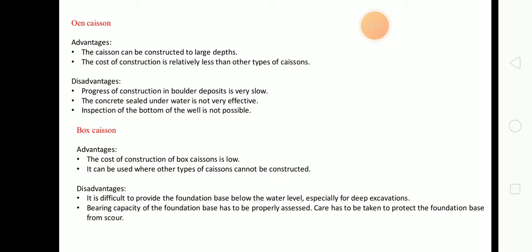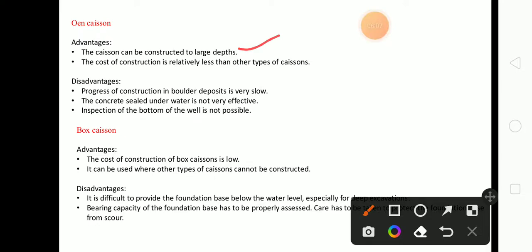Now we will discuss the advantages and disadvantages of caissons. First, the open caisson. The advantages of open caisson: it can be constructed to large depth, and the cost of construction is relatively less than the other types of caisson. Disadvantages: progress of construction in boulder deposits is very slow, the concrete sealed underwater is not very effective, and inspection of the bottom of the well is not possible.